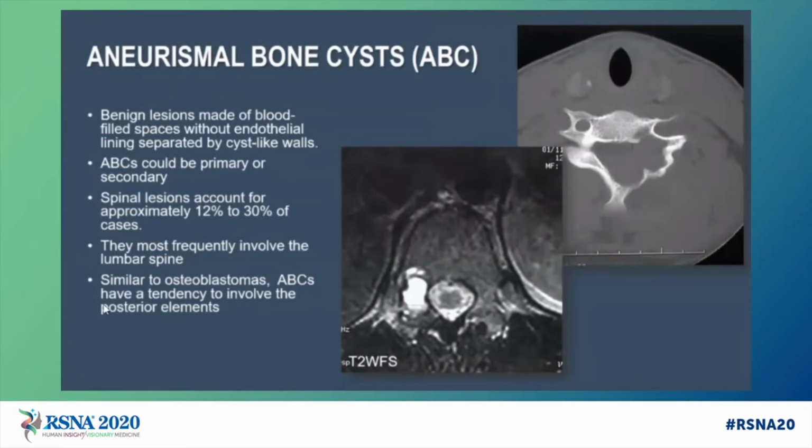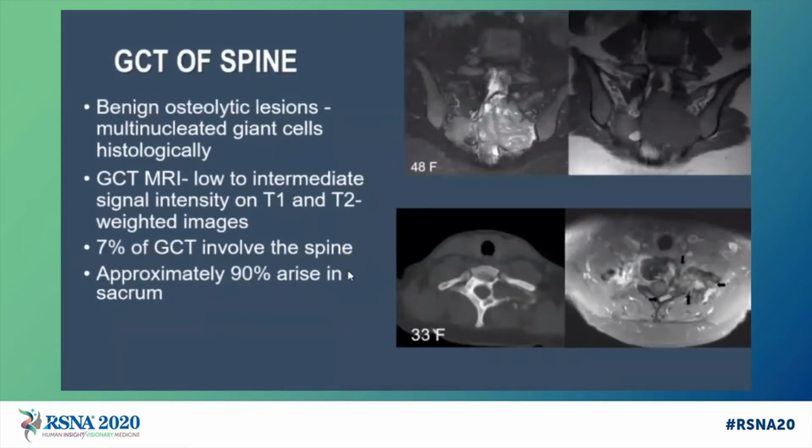Similar to osteoblastomas, ABCs have a tendency to involve the posterior elements, and MRI is the most helpful modality, as shown here with the fluid levels. On CT, you can see the expansion of the cortex or loss of cortex medially, but without seeing the fluid levels, it makes it much harder to make the diagnosis of an ABC.